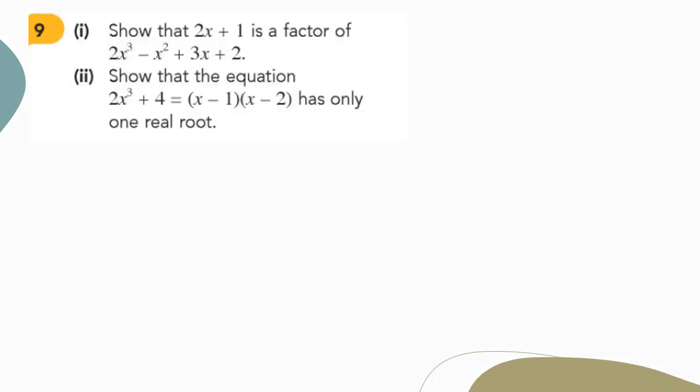So far, we have only learned 2 theorems, the remainder theorem and the factor theorem in polynomials. So if it's not factor theorem, then it has to be remainder theorem. So for part 1, we need to show that 2x plus 1 is a factor. Right, so if you're using factor theorem, if 2x plus 1 is a factor, we need to show that the remainder is equal to 0.